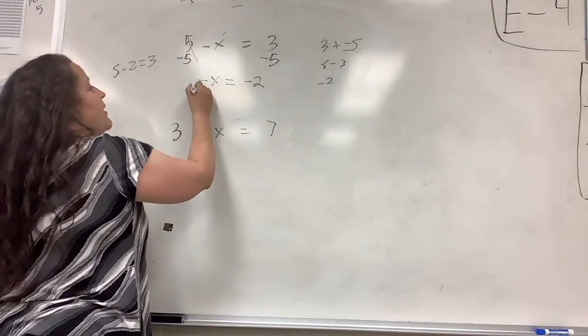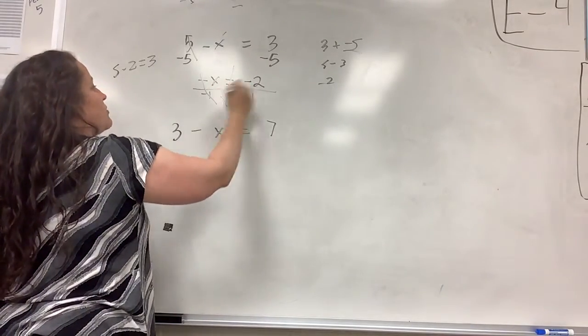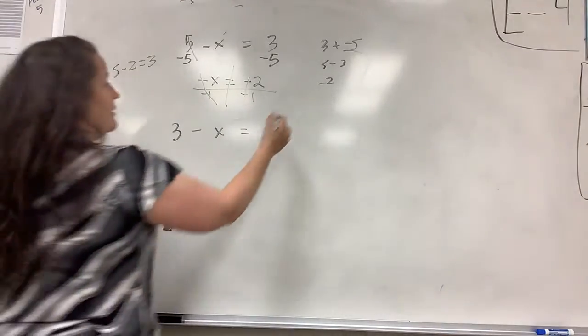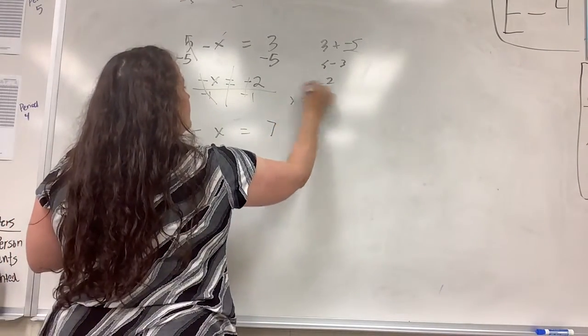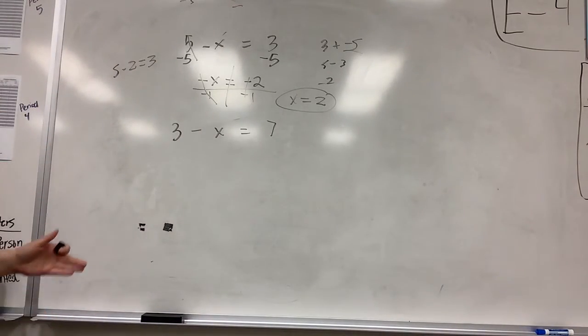You could, in theory, divide both sides by negative 1. The negatives would cancel, and you'd be left with x equals 2 again, right? Either way will get you the answer. You have to figure out which one is going to make the most sense for you.